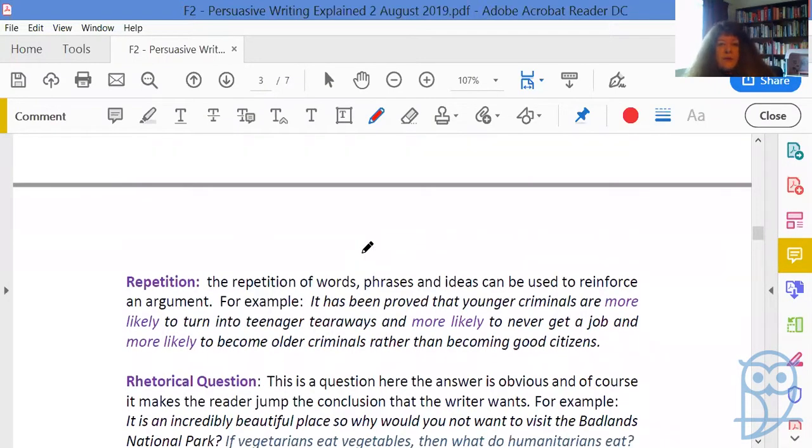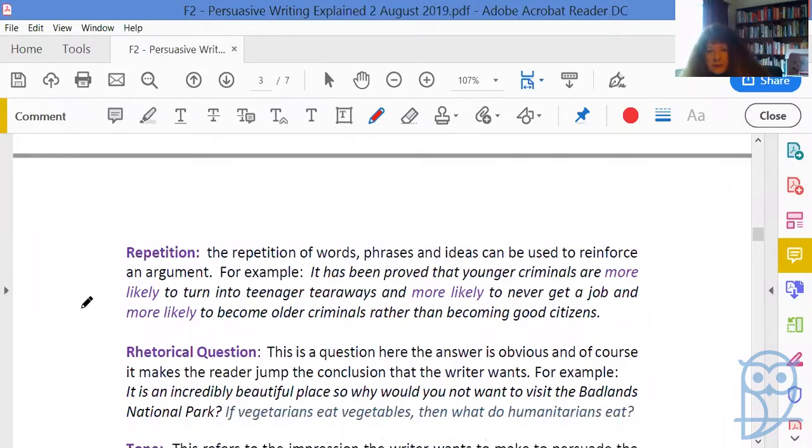The last few, we've got repetition. The repetition of words, phrases, and ideas can reinforce an argument, okay? It's been proved that younger criminals are more likely to turn into teenager tearaways and more likely to never get a job and more likely to become older criminals rather than becoming good citizens. So we repeated something to really make it stand out in people's heads.